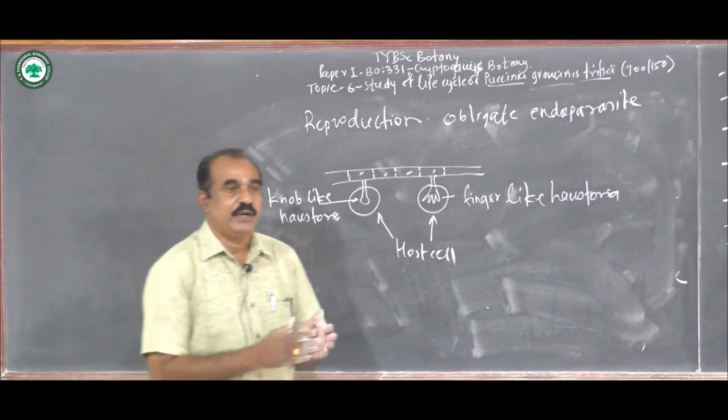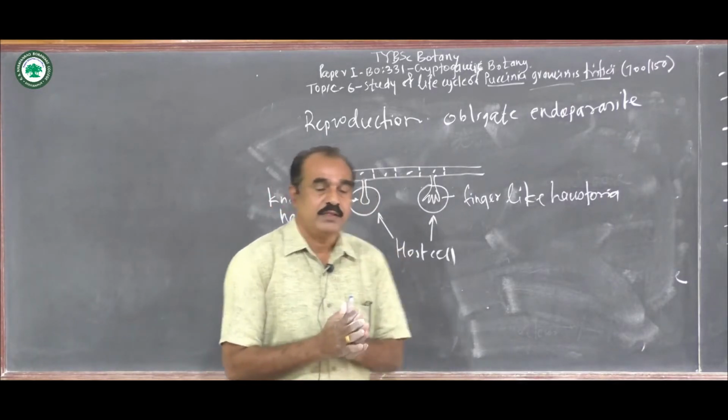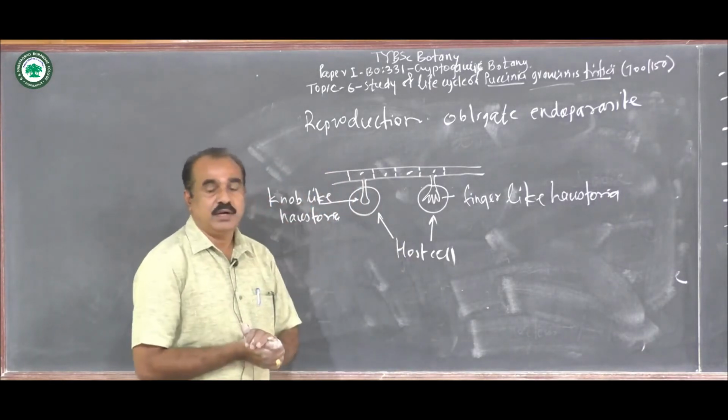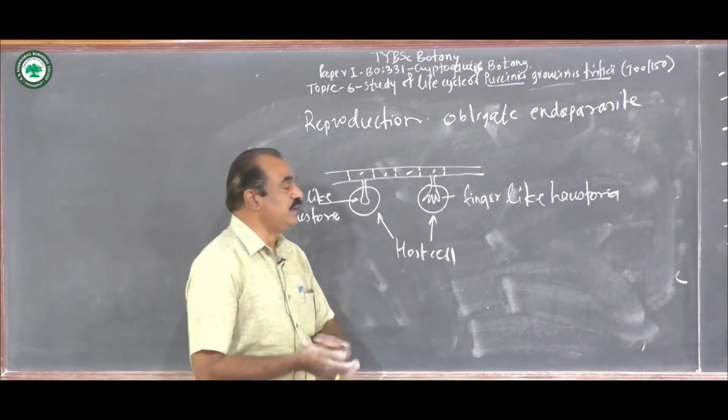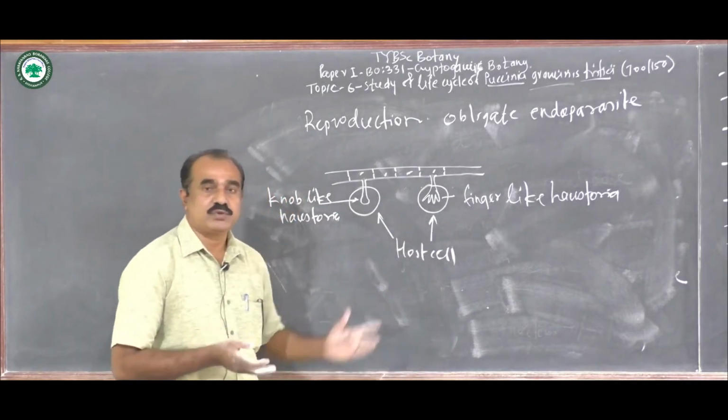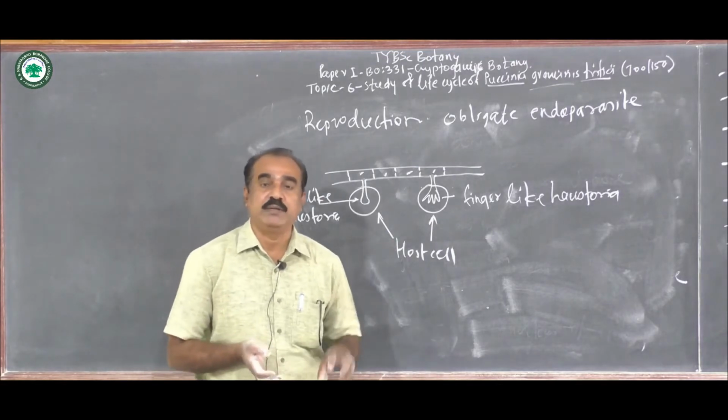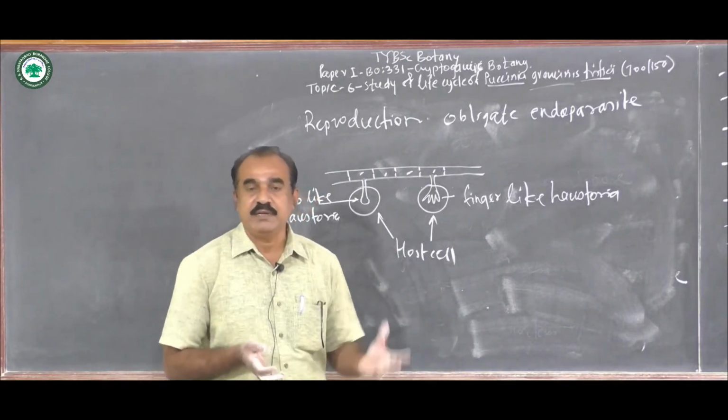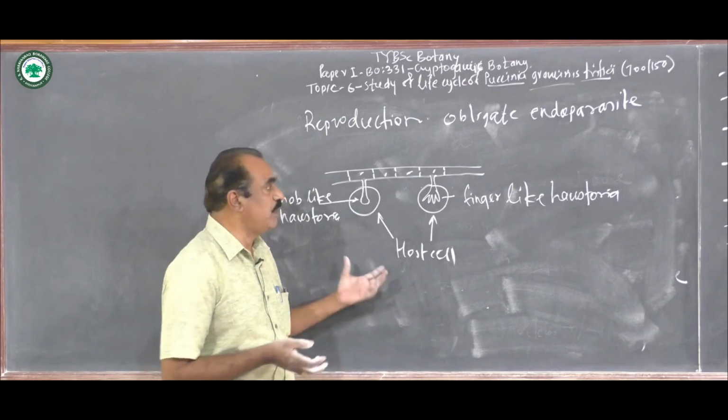Now mycelia develop 2 different types of haustoria. Number 1, the knob-like haustoria, and second, the finger-like haustoria. Both these haustoria absorb the ready-made food material from the host. Host may be the primary or the secondary host. So this is about the nutrition.